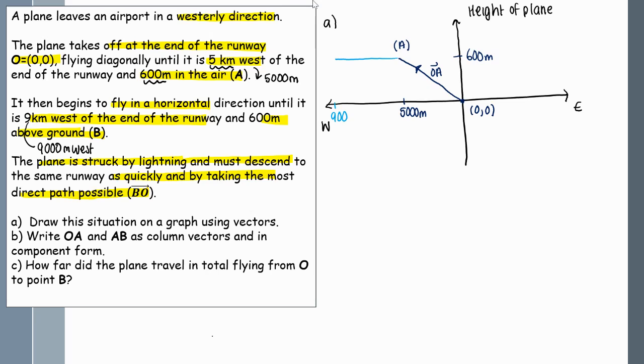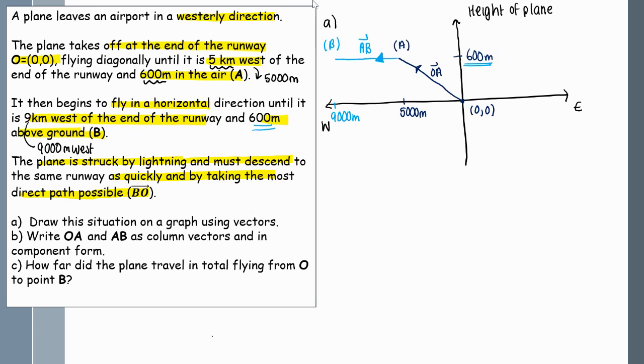We then notice that the plane heads horizontally. Okay, so that means it goes flat along a straight line. It continues to go west until it's now 9 kilometers past our point 0, 0. It remains 600 meters above ground, and when it reaches this point it is called B. So now I have another vector, AB. So the plane travels this distance on the second part of its journey.